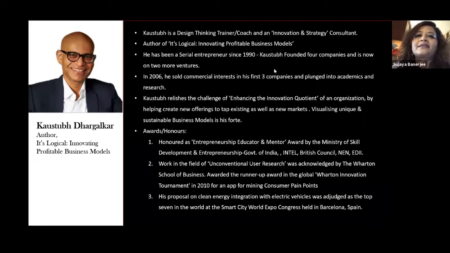Visualizing unique and sustainable business models is his forte. So not surprising, his book is called It's Logical, Innovating Profitable Business Models. We're going to let Kaustubh take you through the top line of this book.